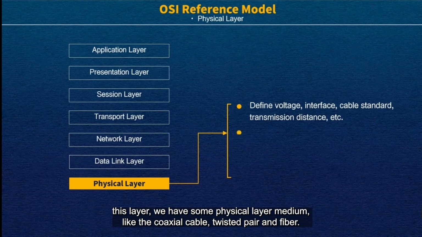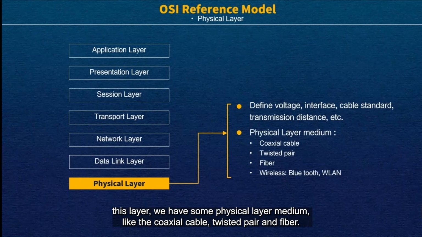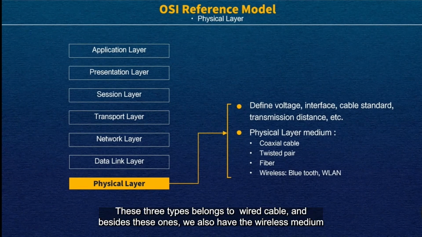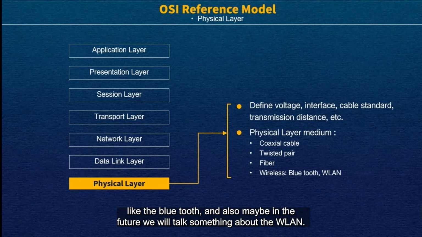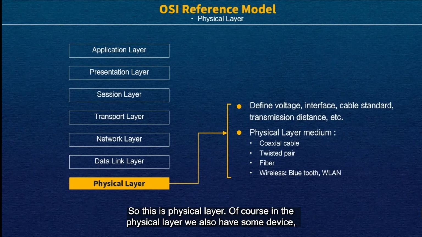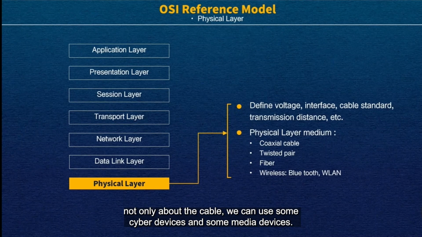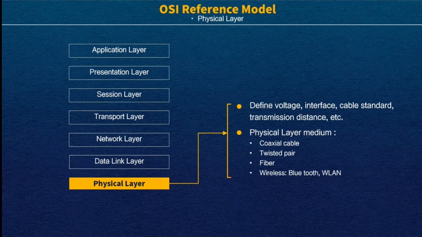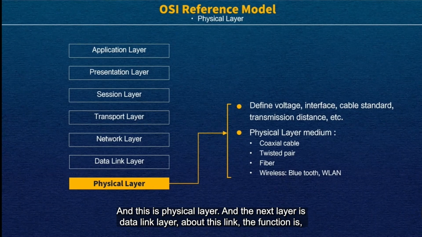And about this layer, we have the physical layer media like the coaxial cable, twisted pair, and fiber. These three types belong to the wired cable. And besides this one, we also have wireless media like Bluetooth. And maybe in the future, we will talk something about the WLAN. So this is the physical layer. Of course, in the physical layer, we also have some devices, not only the cable. We can use some hub devices and some media devices. Okay, and this is the physical layer.